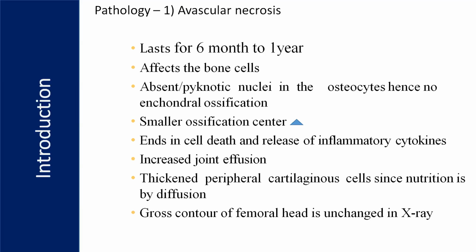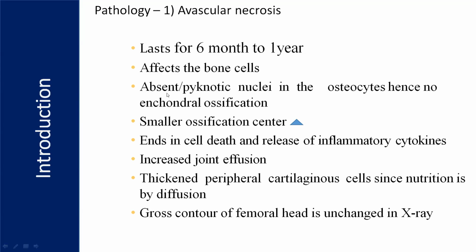First, avascular necrosis. It usually lasts for 6 months to 1 year. Necrosis is death of bone cells. The bone is formed of bone cells and matrix. So when there's a vascular insult, bone cells are affected while the matrix remains as it is.